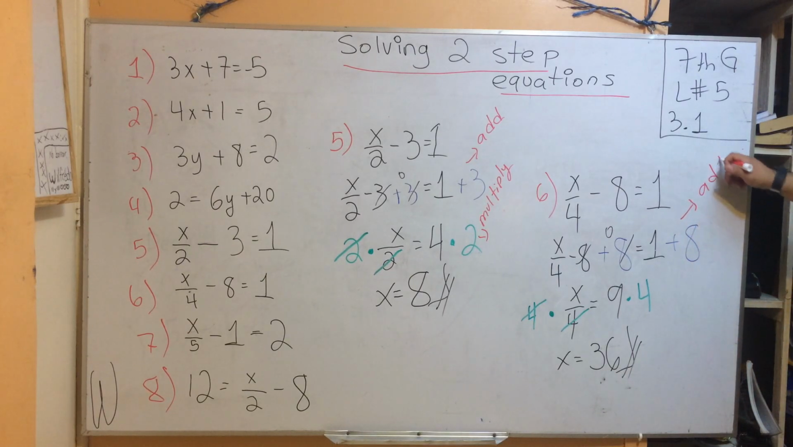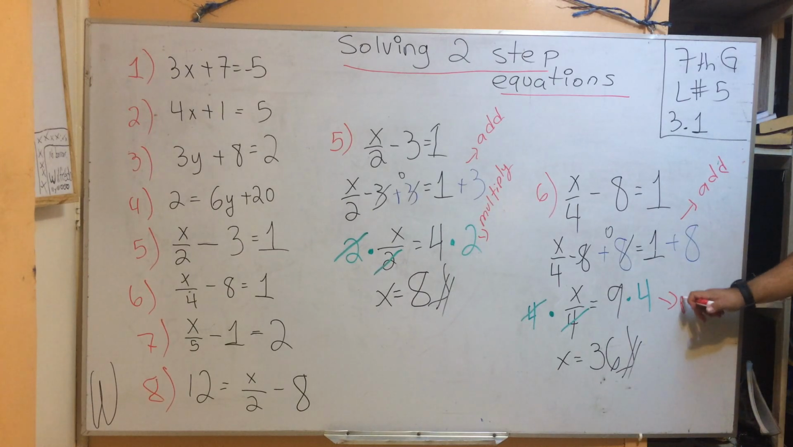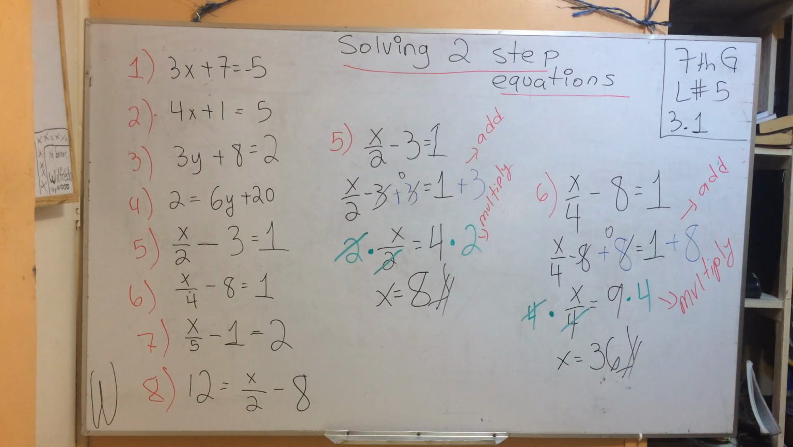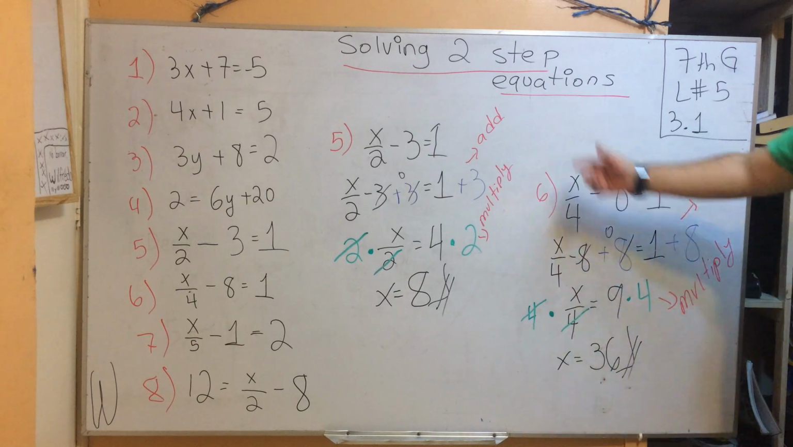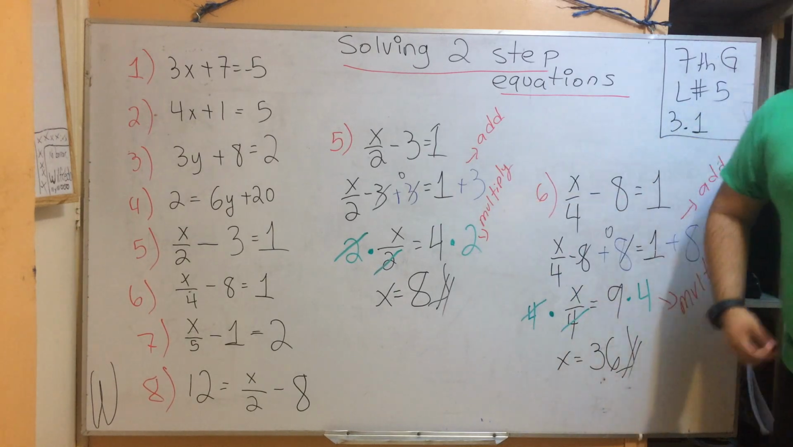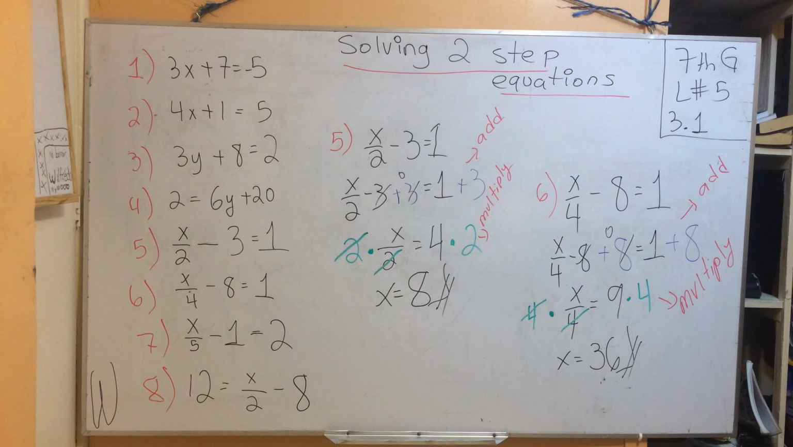And what are the two steps here? We add and we multiply. Okay, so we are following the steps, because it's a two-step equation. We add and we multiply. On the first four, what were we doing? We were subtracting and dividing. Now we are adding and multiplying. Okay? Take a moment to check this, and we'll work on number 7 and number 8.